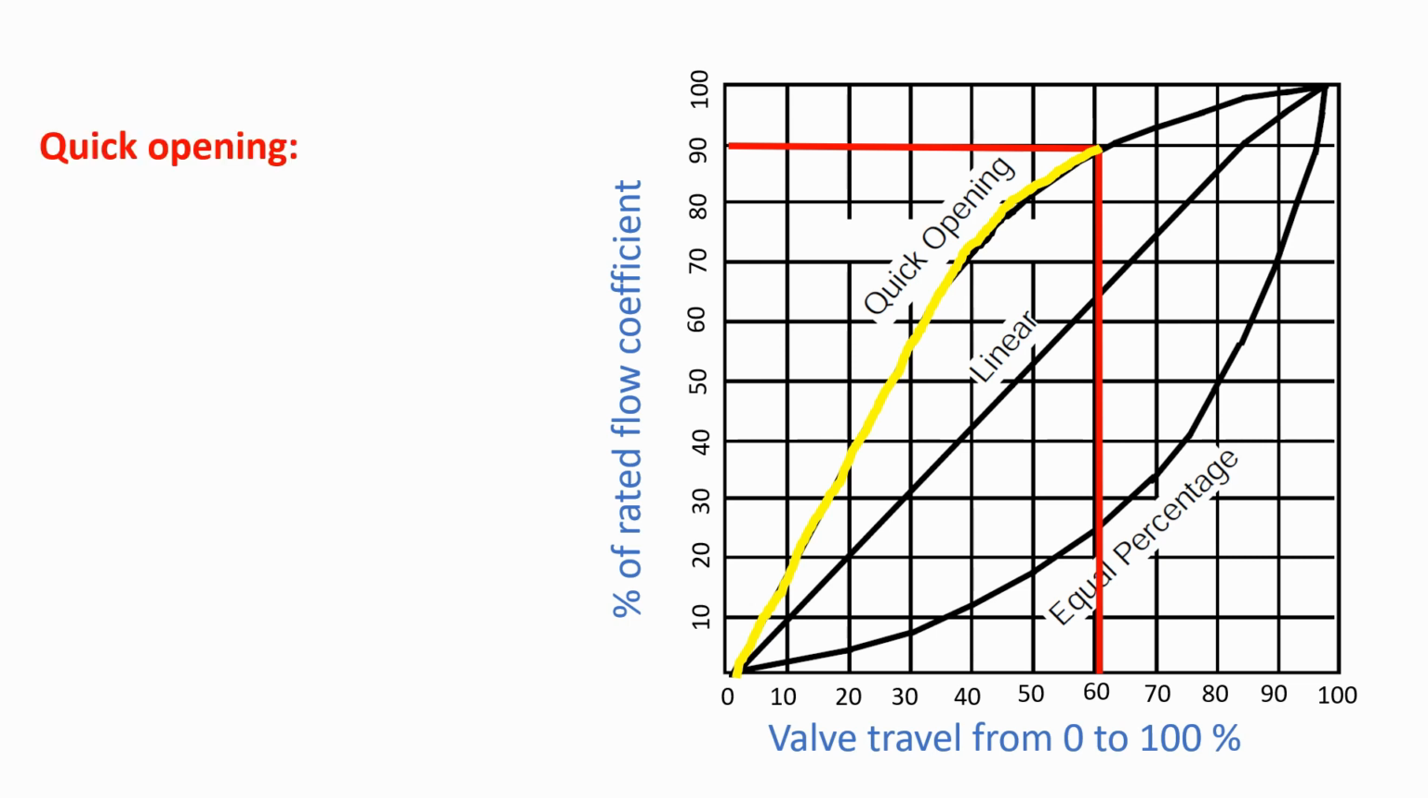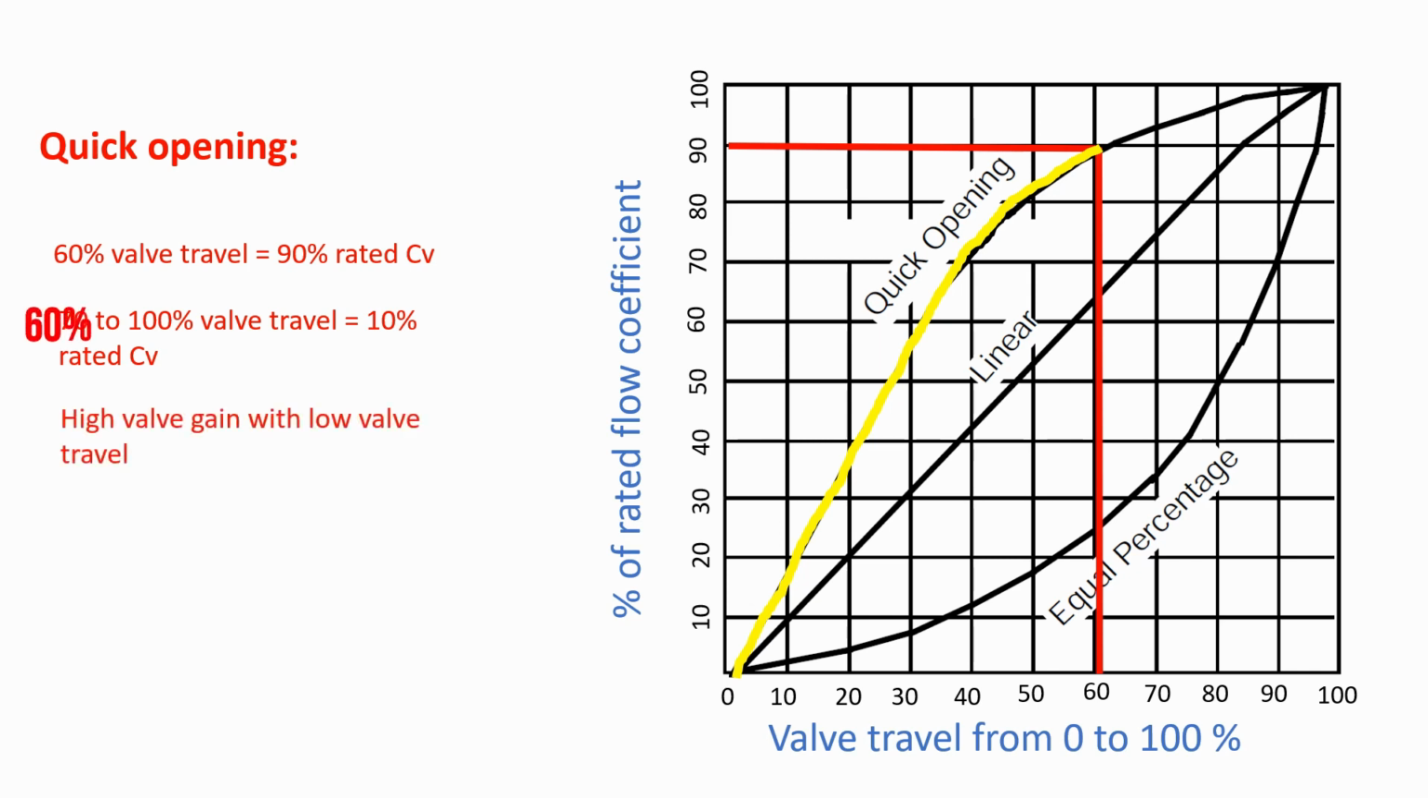So when there is 60% of valve travel, the CV has reached 90% of its capacity, and you should understand that for the remaining 40% of valve travel, from 60 to 100%, there is only 10% of CV. So basically a quick opening valve is used to have high valve gain with low valve travel. This is the main purpose of quick opening flow characteristics.